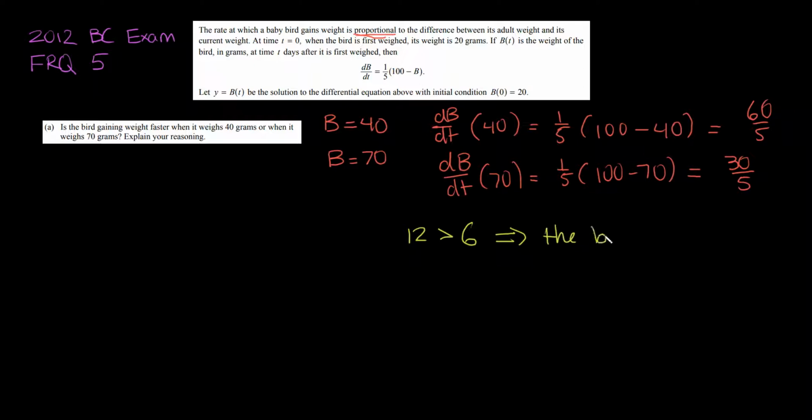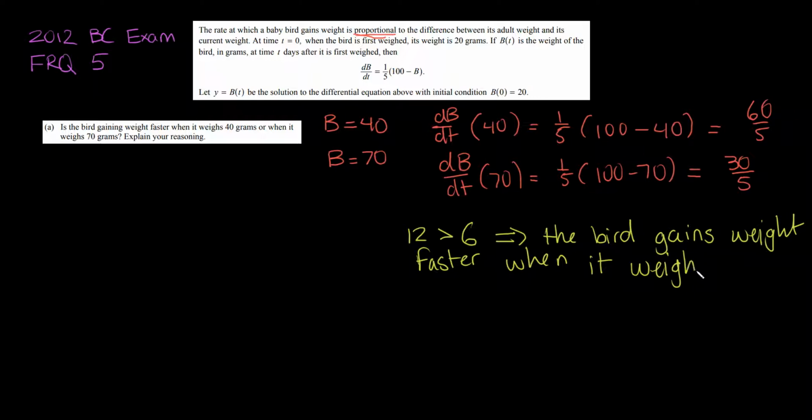the bird gains weight faster when it weighs 40 grams, when we're subtracting a smaller number from 100. So this is the answer to part A, and that didn't take too long, so I think I'm going to go ahead and copy in part B of this too. See you in a second.